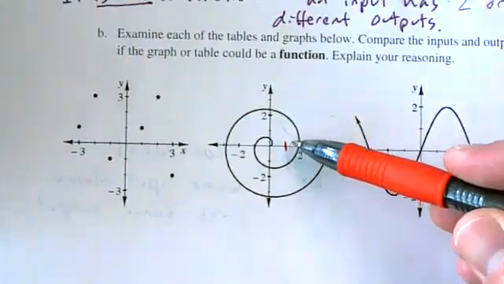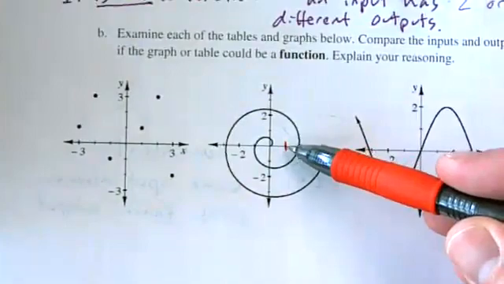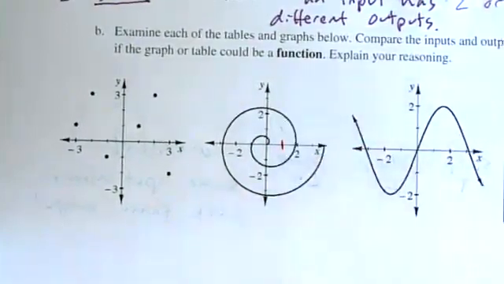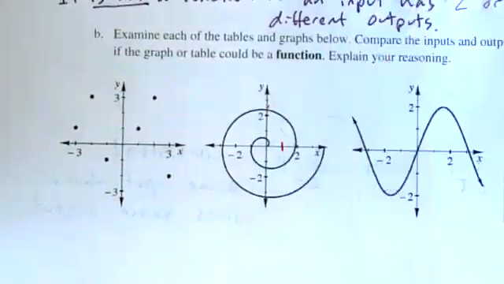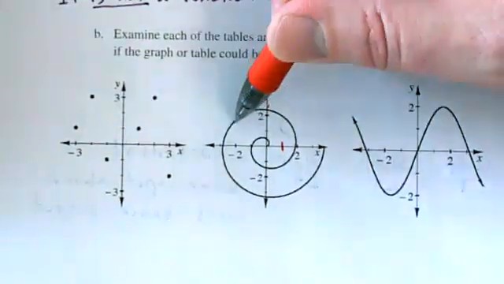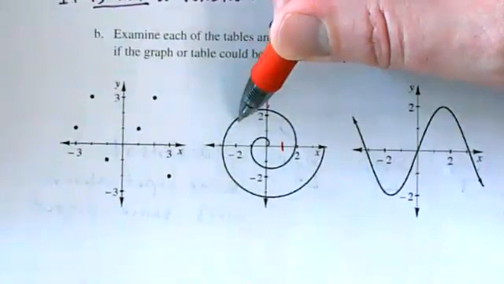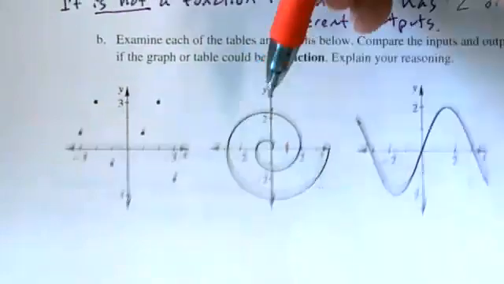Okay, here's my challenge. Can you find me a point that is on the spiral that has an x coordinate of 1? If you can find it, go ahead and mark it on that spiral. The spiral has lots and lots of points going around it. This point over here that I'm pointing out does not work because it has an x coordinate of -2. Can you find me a point that has an x coordinate of 1 though?